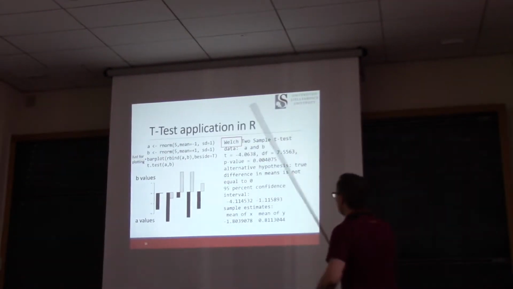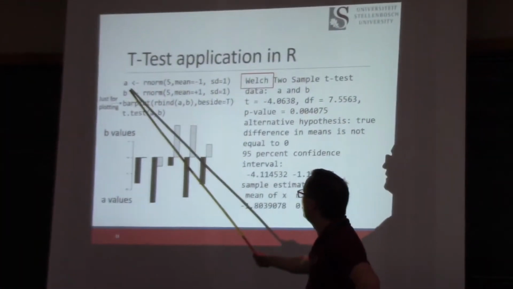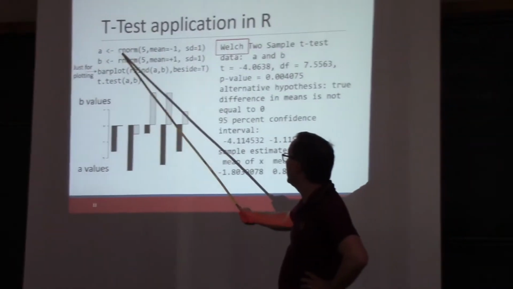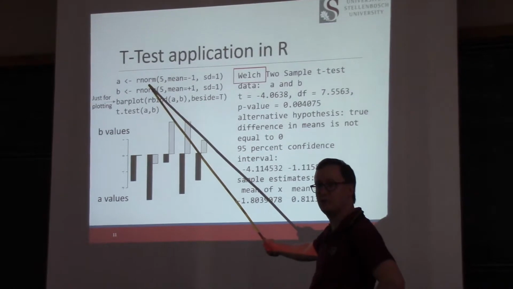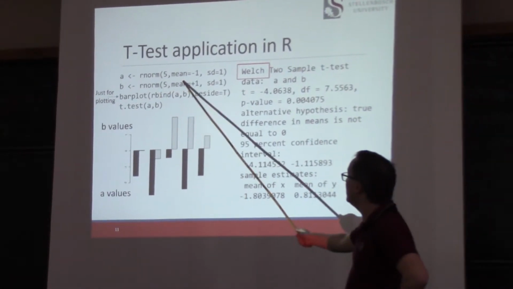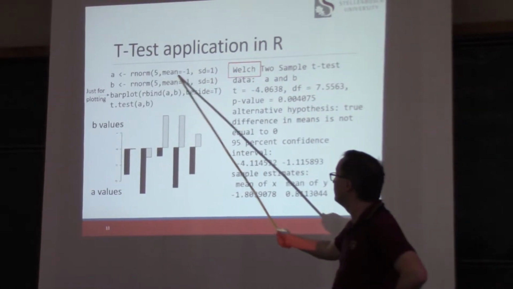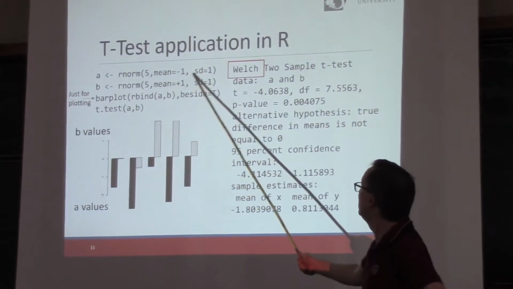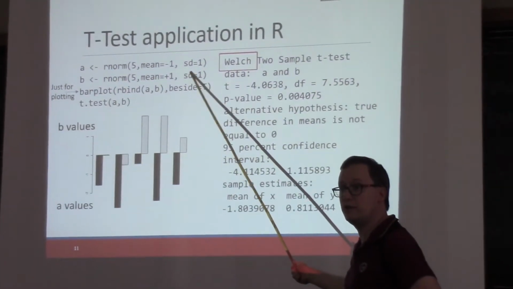Okay. So here we go. We have 5 values that we're going to stuff into the A variable. And they're drawn from what kind of distribution? Normal. Right. So in this case, we're configuring what that normal distribution looks like. We're setting the mean to -1, and we're setting the standard deviation to 1.